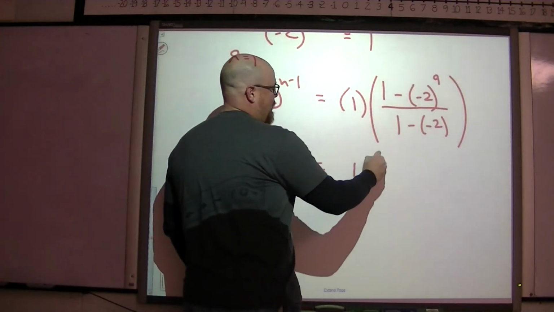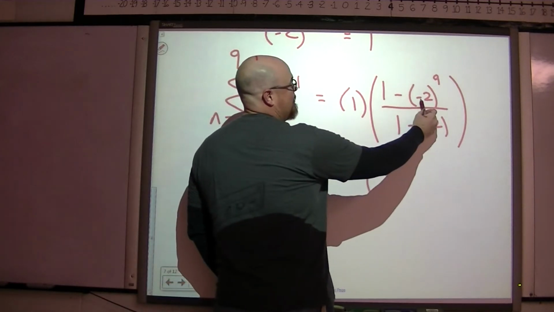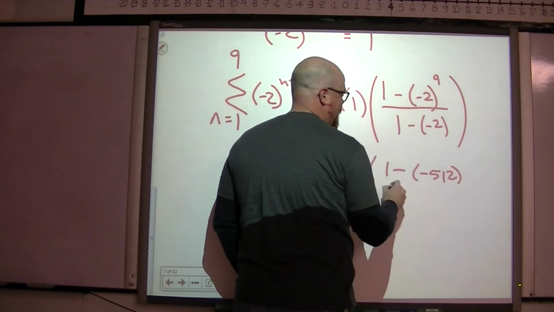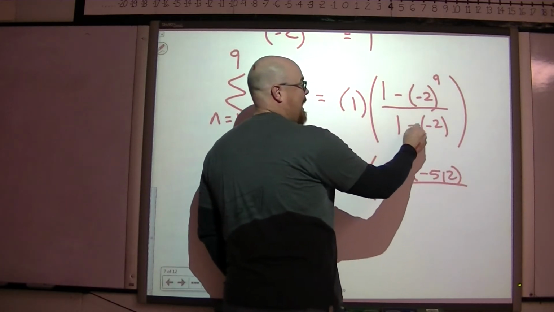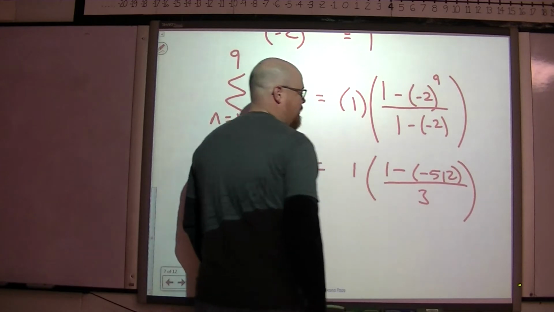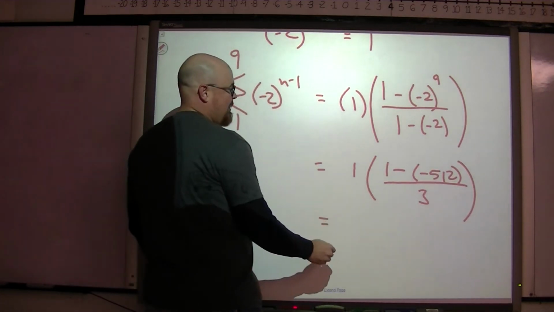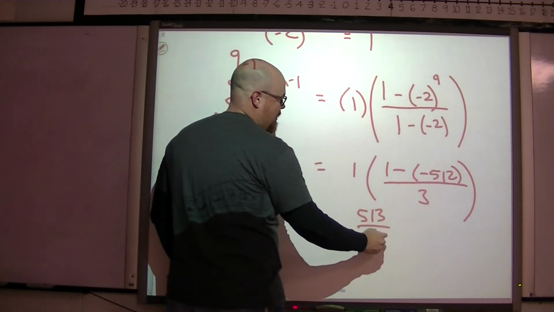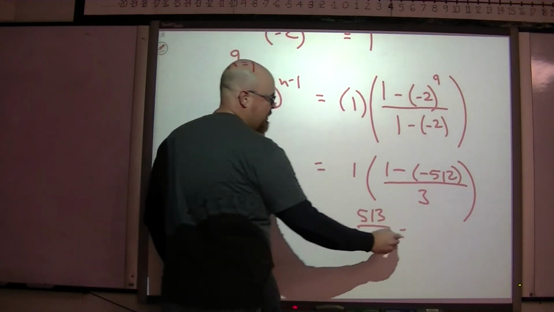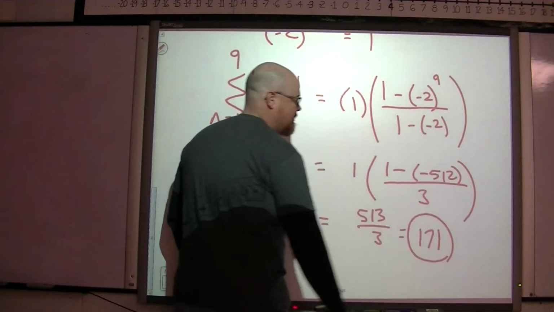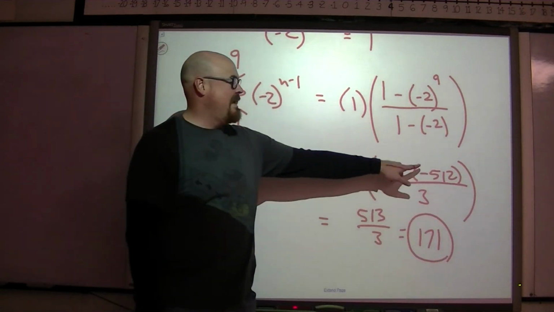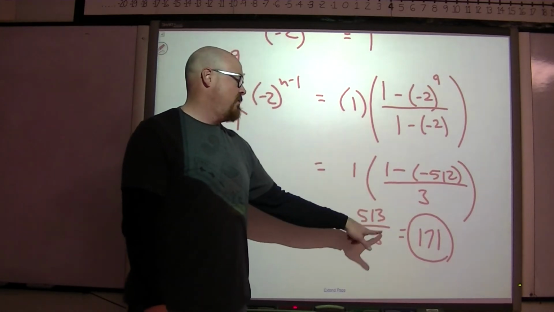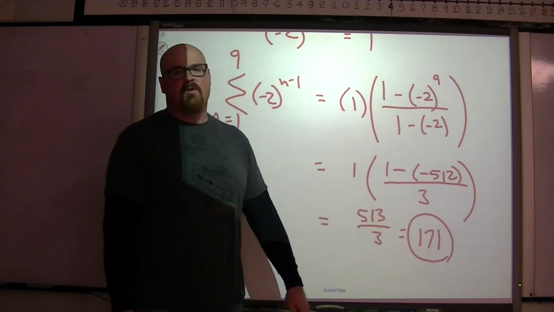So this is equal to 1 times 1 minus, since it's a negative number raised to an odd power, I know that's negative 512, over 1 minus a negative 2. We're going to call that 3. So we get a grand total of 513 over 3, which is actually equal to 171. Okay? 1 minus negative 512 is 513. We'd add these together. 513 divided by 3 is 171.